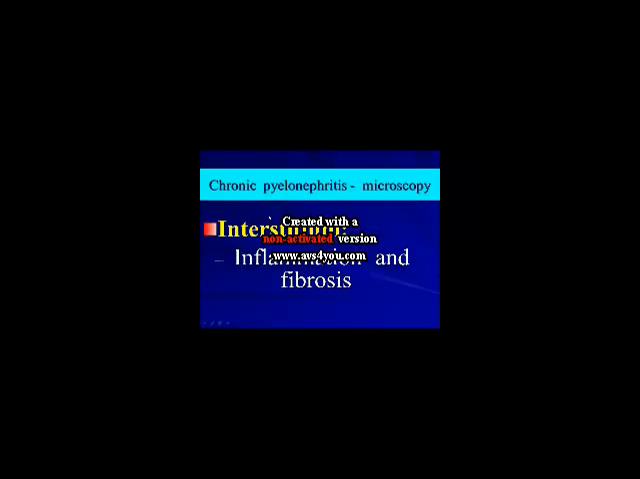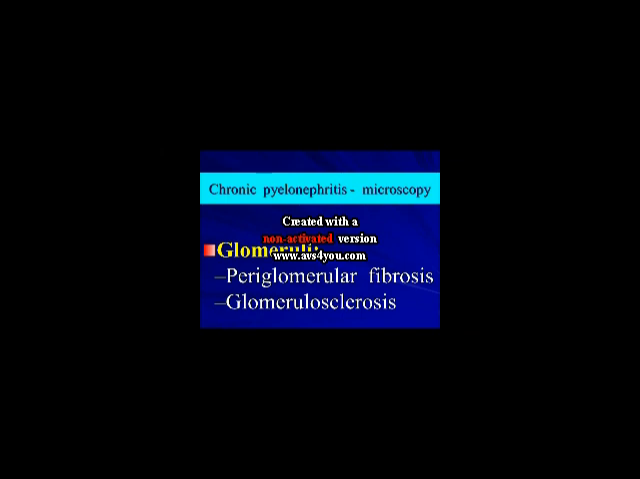Second component, interstitium. In the interstitium, you will see inflammation and fibrosis. And since it is chronic inflammation, you will see lymphocytes, plasma cells, and macrophages. And the fibrosis means that in that area, the tubules and other structures will be damaged and will be replaced by fibrous tissue. Glomeruli in the initial stages remain almost normal. There is mild periglomerular fibrosis. But in later stage of the kidney, when marked fibrosis is present, glomeruli also get obliterated by fibrous tissue, and this condition is called glomerulosclerosis.